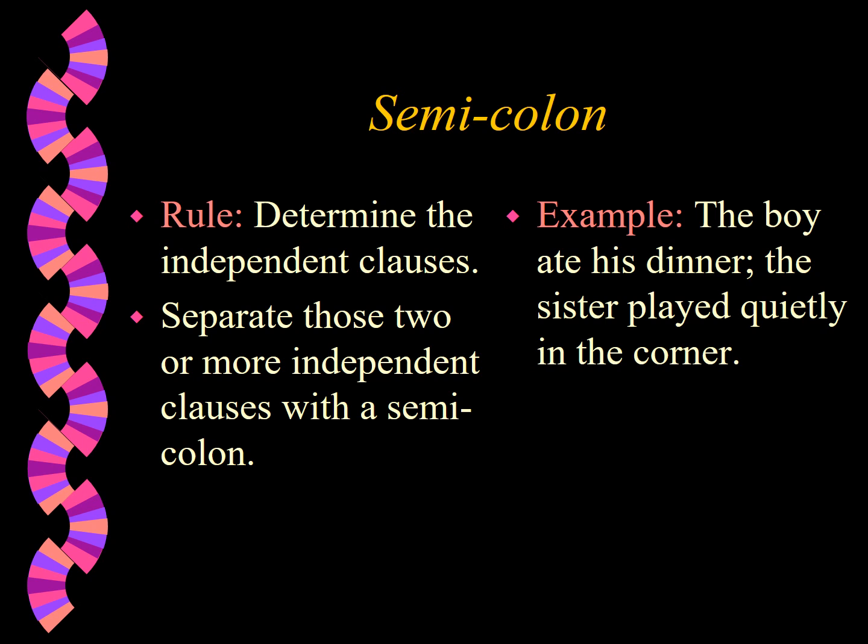You may also use the semicolon to help fix run-on sentences. You would first need to determine the independent clauses and then separate the 2 or more independent clauses with a semicolon. For example, the boy ate his dinner, semicolon, the sister played quietly in the corner.